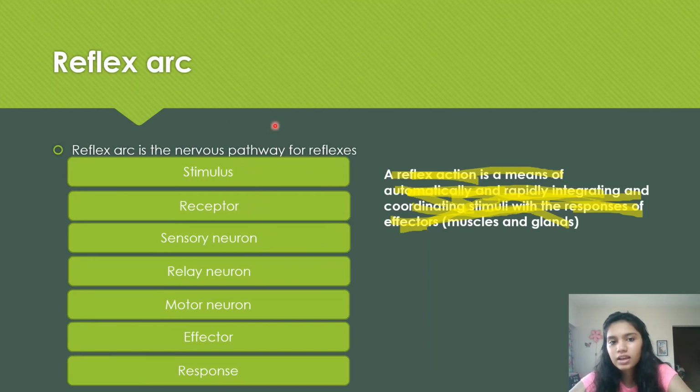Okay, stimulus, then receptor, so stimulus, receptor, then it goes to your sensory neuron. This is basically how your impulses work. Then it goes to a relay neuron, which coordinates it to a motor neuron, which then moves to an effector, and then you make your response. Okay, there's no real way to explain this. You just need to be able to learn this. And when you get a diagram, you should be able to identify the direction of the impulse.